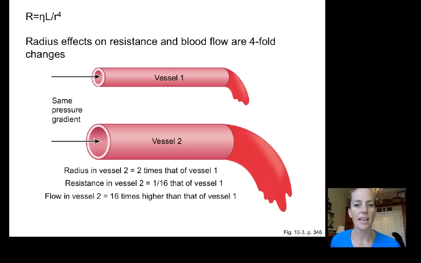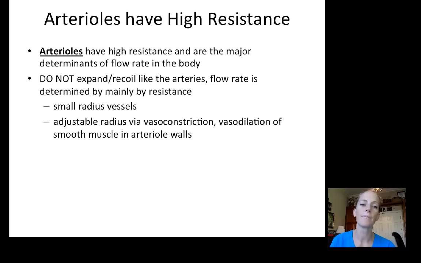So the radius effects on resistance are fourfold changes. So we have these big open vessels to tissues that we want to get a lot of blood flow to, and small tight vessels to tissues where we don't want to get a lot of flow to. And again, these are 16-fold changes. So every 1 millimeter change you have in a vessel, you will have 16 times the change in the blood flow. So it doesn't take a lot to get a big change in blood flow.